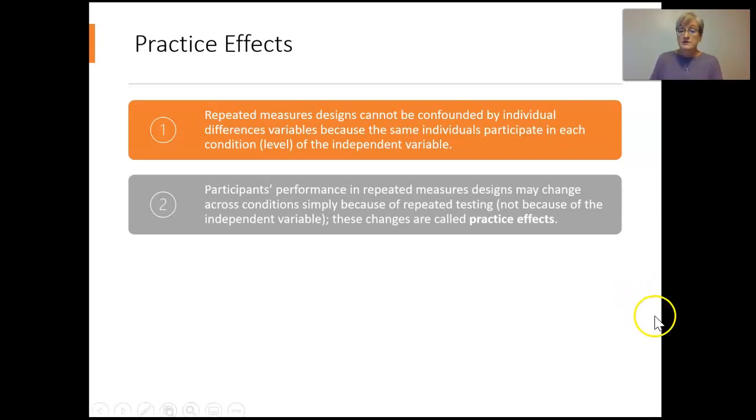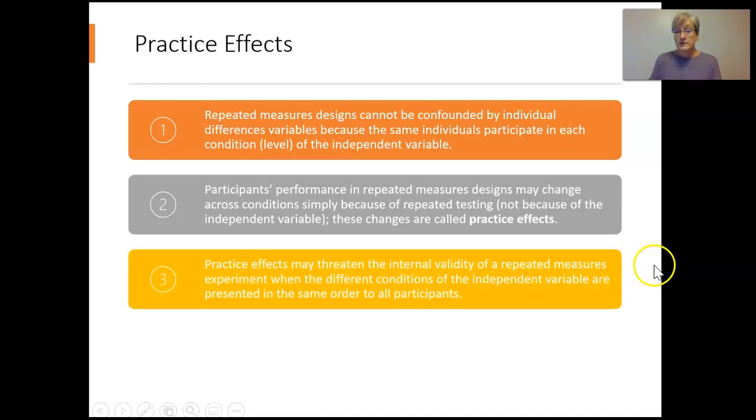So one of the challenges with repeated measures is being able to determine how much of the change that you're seeing is due to simple practice effects and how much is change due to the manipulation of your independent variable. So performance in repeated measures designs may change simply because you're testing them more than once. And that's something that in a repeated measures design you have to be careful of because it will threaten, as your authors put it, your internal validity.